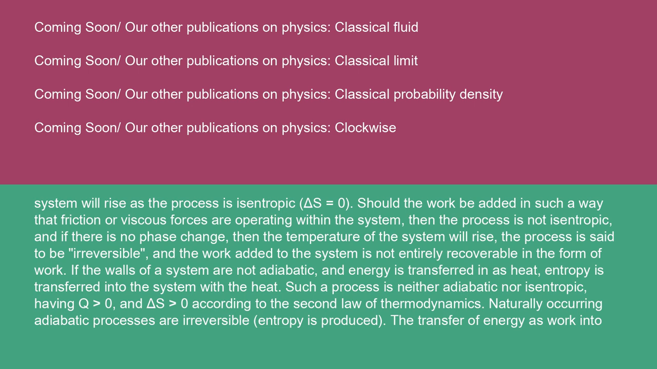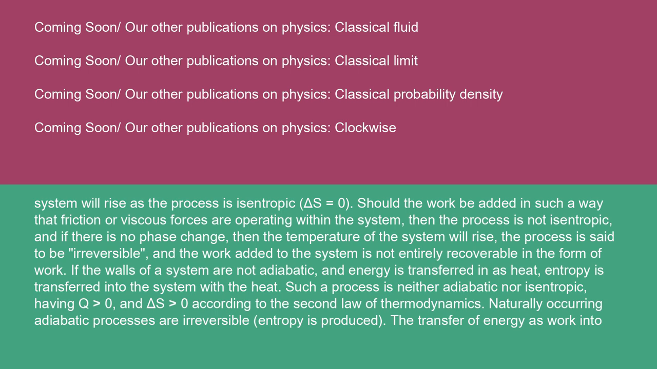Should the work be added in such a way that friction or viscous forces are operating within the system, then the process is not isentropic, and if there is no phase change, then the temperature of the system will rise. The process is said to be irreversible and the work added to the system is not entirely recoverable in the form of work.